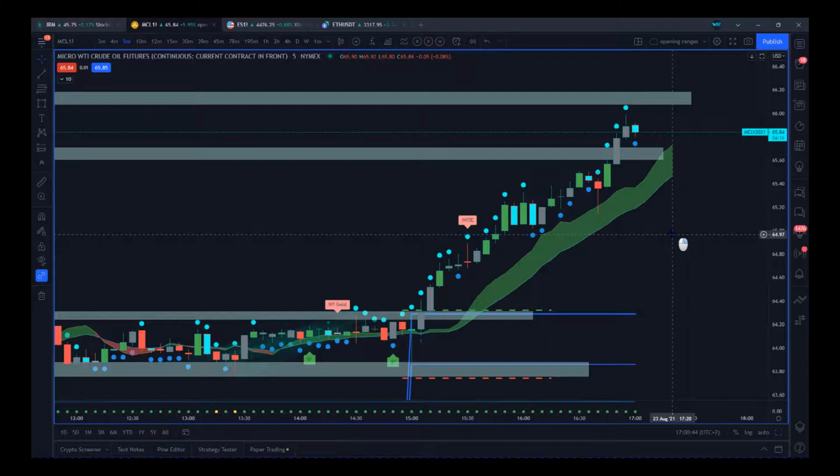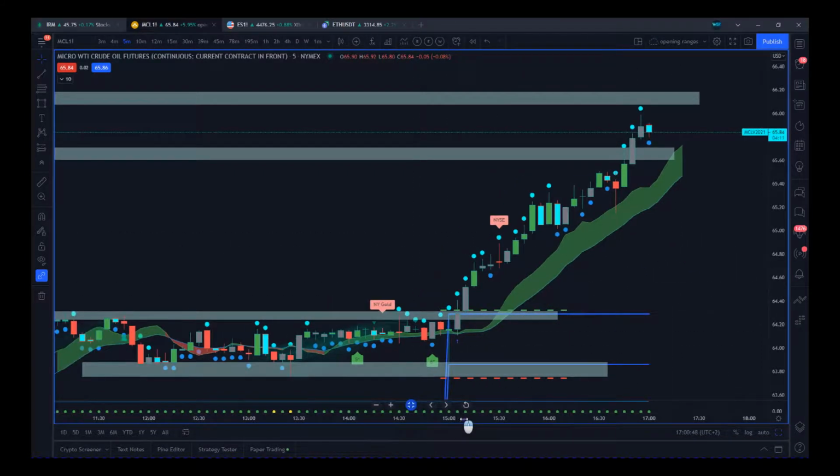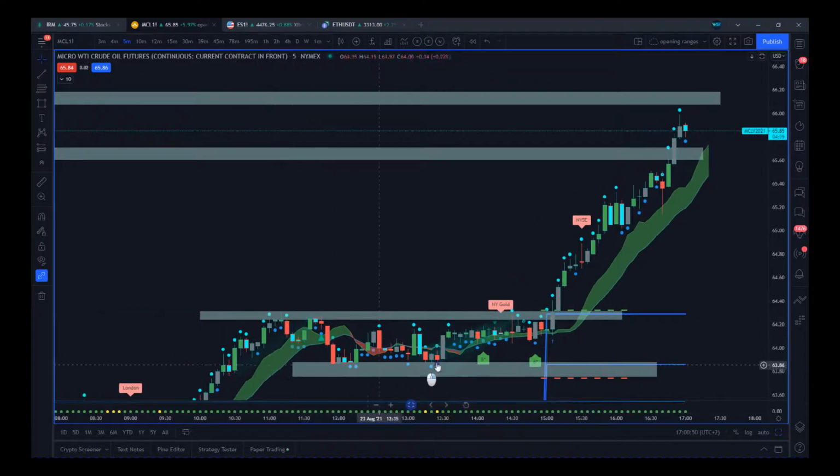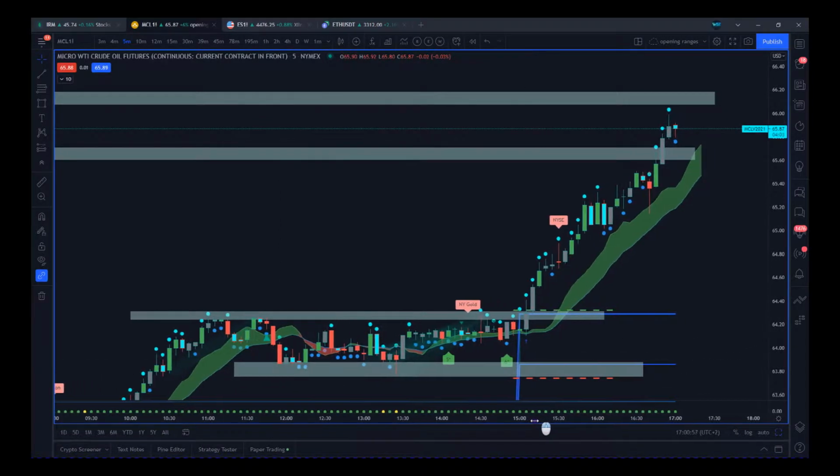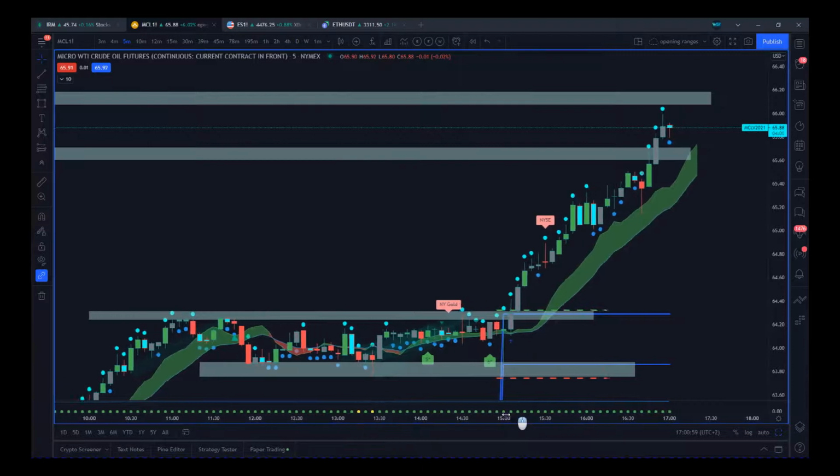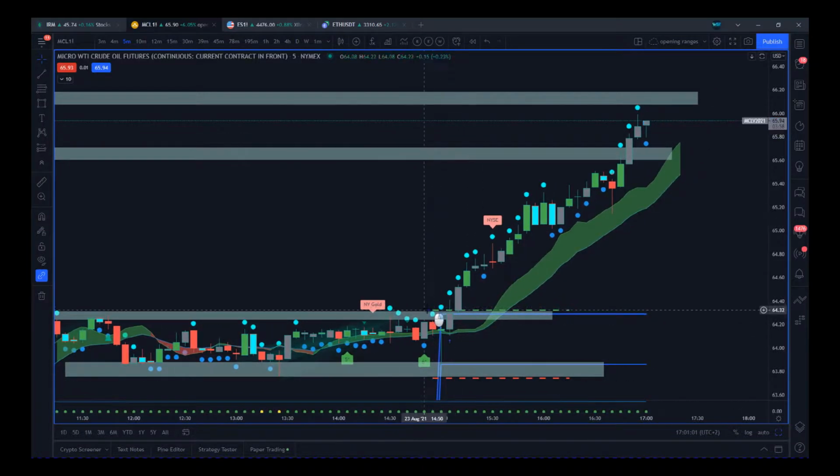So again, very simple strategy. The oil opening range, it's the 5 minute candle. You also need to look left and identify some major support and resistance zones, and usually you'll see oil is in a range during that European session, so that helps. And then you can look to trade out of that opening range, either long or short.